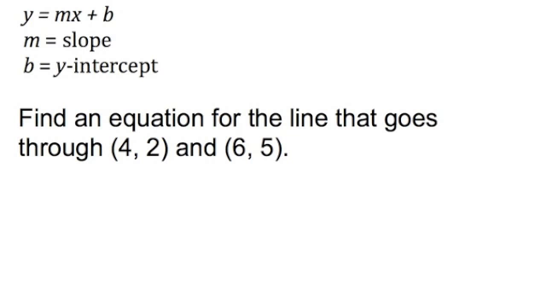When we try to find an equation of a line, we should always begin by writing the slope-intercept form. y = mx + b. And we should always list down below the two variables that we need to find. We need to find a slope, which is m, and a y-intercept, which is b.